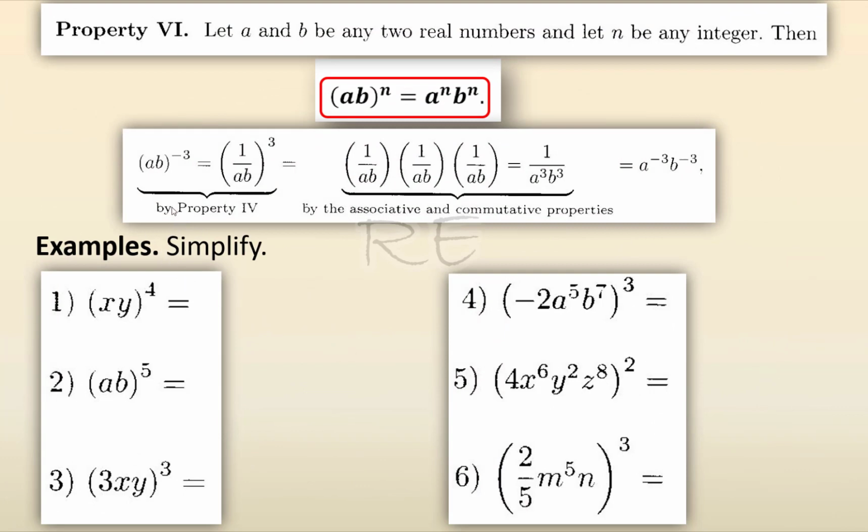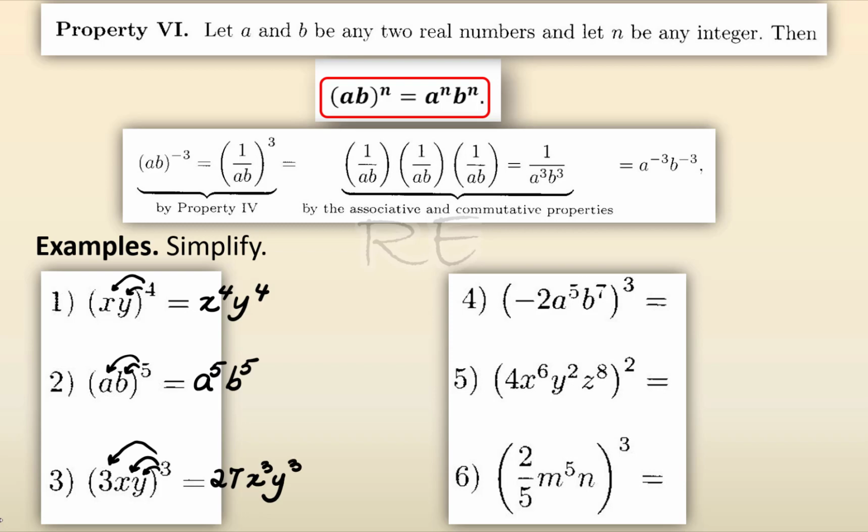(ab) between parentheses to the n is equal to a^n times b^n. Power of a product. (xy) to the fourth will be x to the fourth times y to the fourth. (ab) to the fifth will be a to the fifth times b to the fifth. (3x) cubed between parentheses will be 3 cubed, which is 27, times x cubed times y cubed.